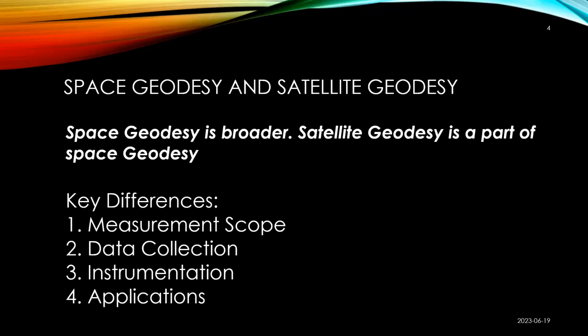But before that, I want to emphasize that space geodesy is a broader concept than satellite geodesy. In fact, satellite geodesy is a part of space geodesy. The differences are related to the measurement scope, data collection, instrumentation, and applications. They have different goals. For example, when you use GNSS, your focus is mainly on the techniques of measuring the Earth. So this is satellite geodesy. You use mainly artificial satellites, but in space geodesy, we go beyond, much wider. Let me explain this next.